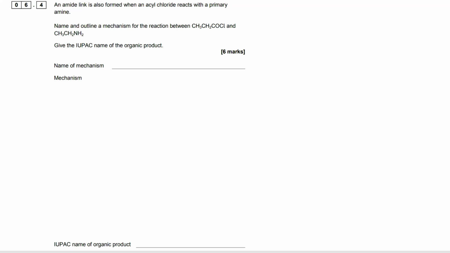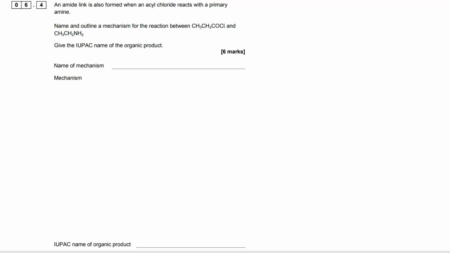And then we move back into mechanisms. So on this one, we've got an acyl chloride, we've got a primary amine. We need to know what the mechanism is, we need to know what we're making, and we need to know the name of the mechanism. Now, I'm actually going to leave the name of the mechanism till last, because as I say, whenever I go through one of these questions, I think it's really important that you understand why the mechanism is called what it is, why it is that type of mechanism, more than simply trying to remember it.